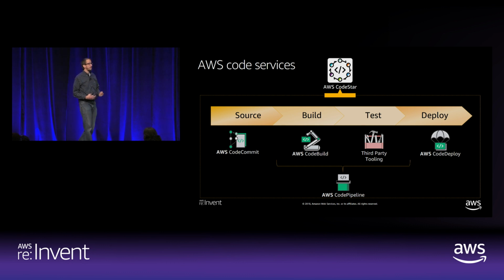So CodeStar is a console that's a wrapper around all of these deployment and development pipeline services. You can go in and create a new project, say, hey, I want to create a serverless web app as an example, choose your runtime, and it will actually create all of the things in these services that it needs, string them all together according to our best practices. It'll even spin up a Cloud9 IDE for you, ready to go with a SAM template that you can use to start getting started. So really, really nice and easy way to get going with some of this stuff.